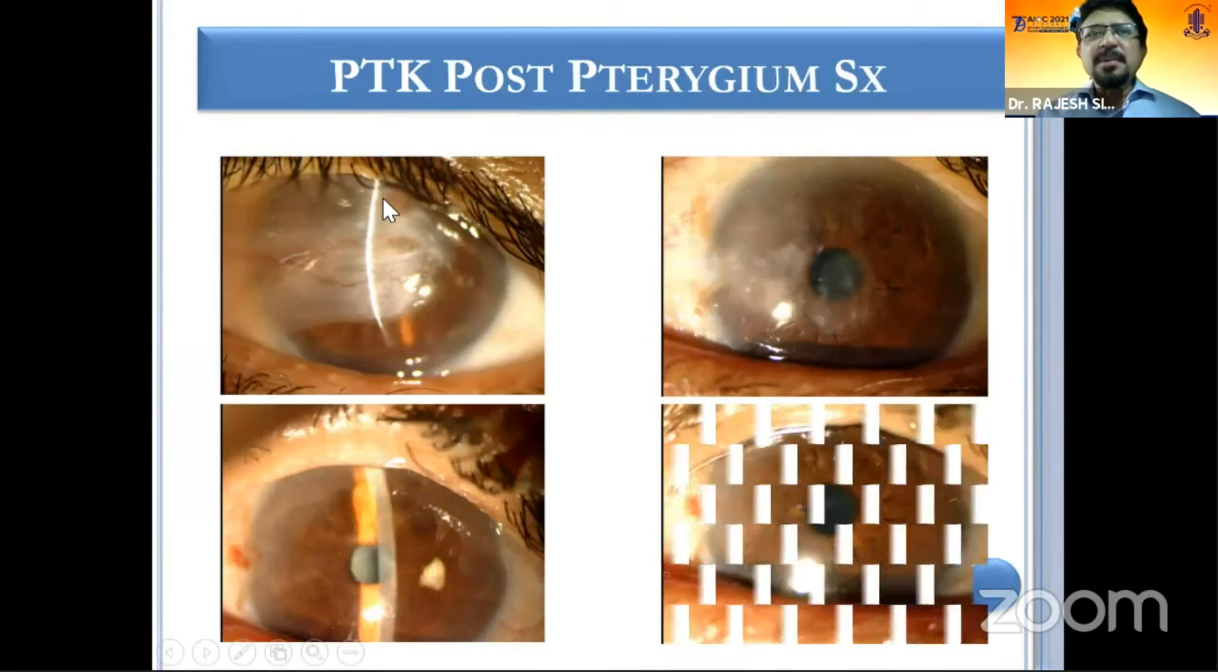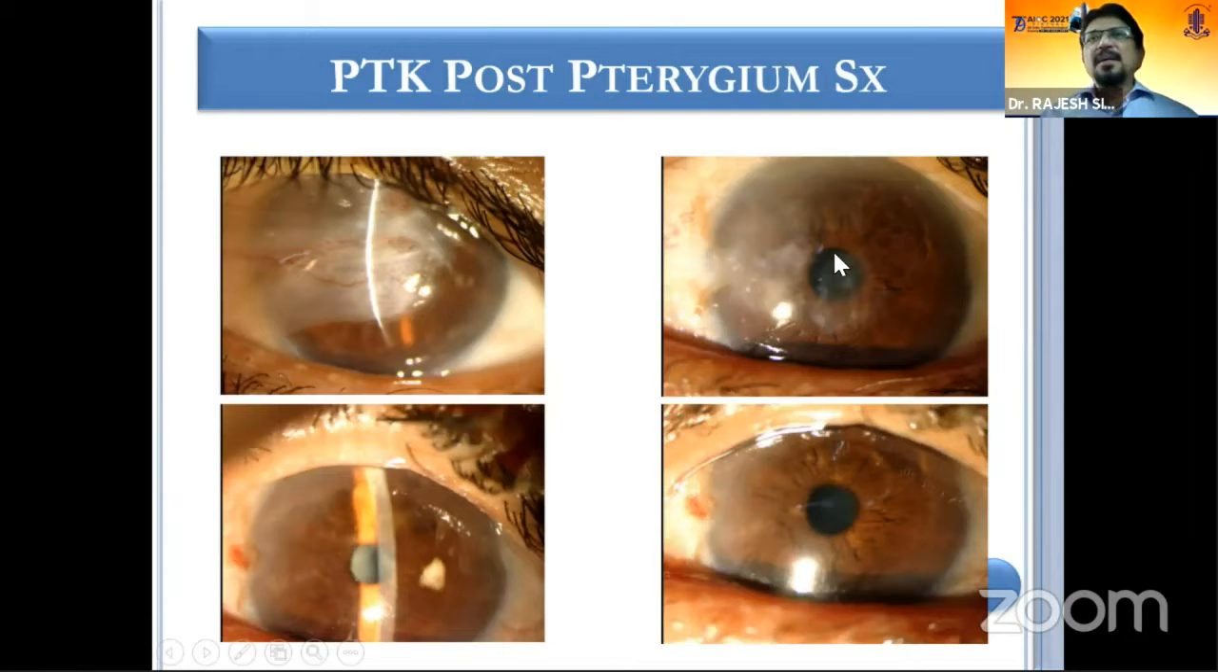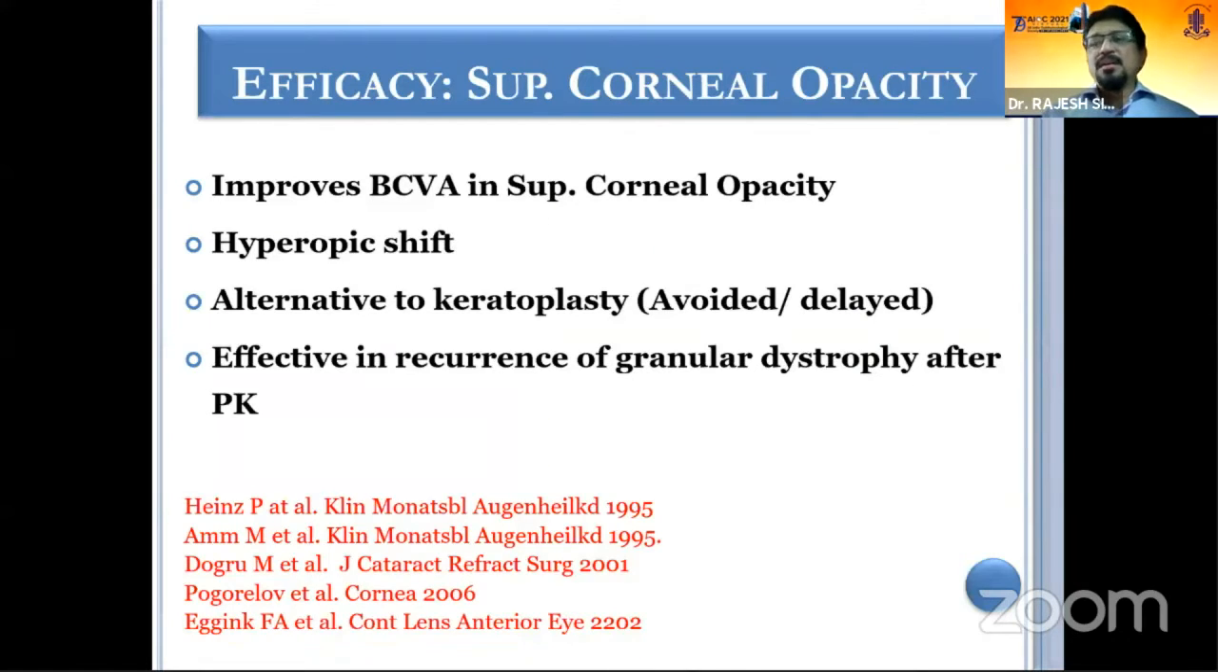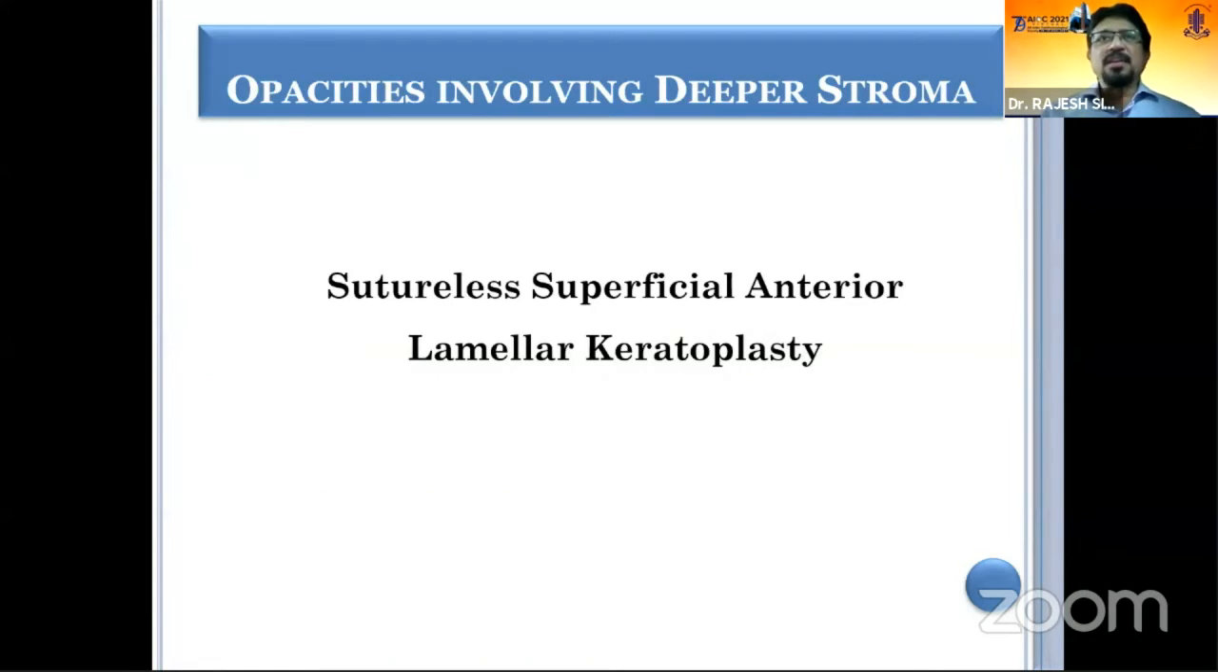A case of a pterygium involving the visual axis. After pterygium surgery, this was the scar left. So PTK was done and you can see the cornea cleared up completely. So it is really helpful in deferring anterior laminar keratoplasty, thereby saving one tissue, and that can be utilized for any other case. So these are some of the studies. There are many more studies which have shown that PTK is quite useful in superficial corneal opacity.